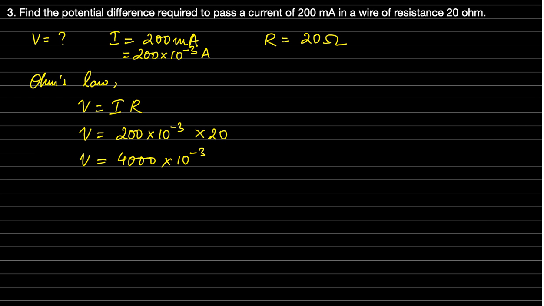So 4000 can be written as 4 into 10 to the power of plus 3 into 10 to the power of minus 3 remains as it is, and this cancels. So we get the potential difference as 4 volts. The SI unit for a potential difference is volts. So this was a straightforward, very simple question. Getting to the next question, that is question number 4.